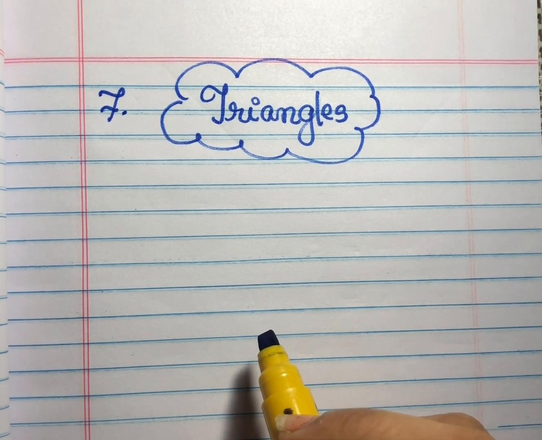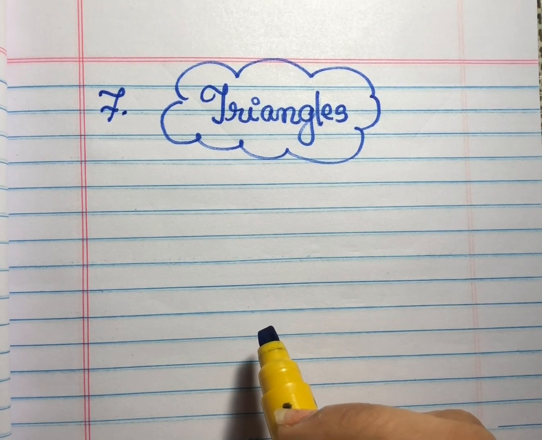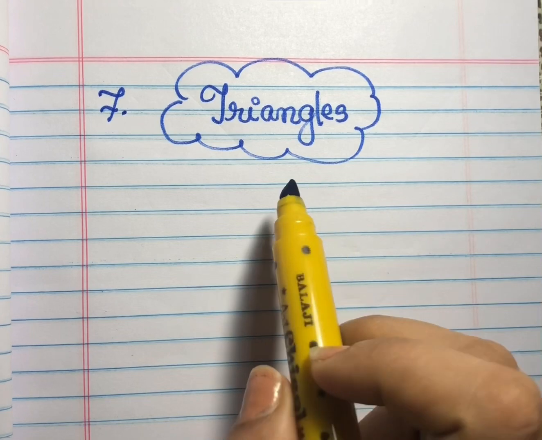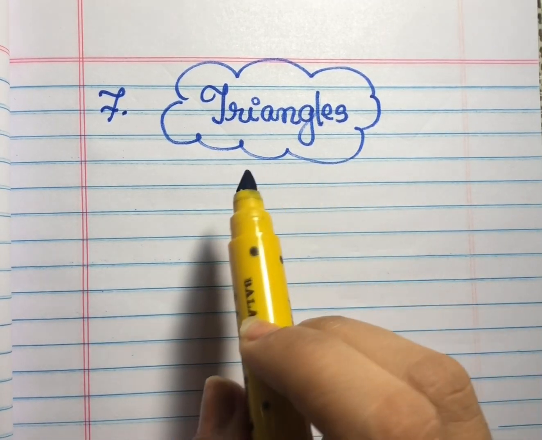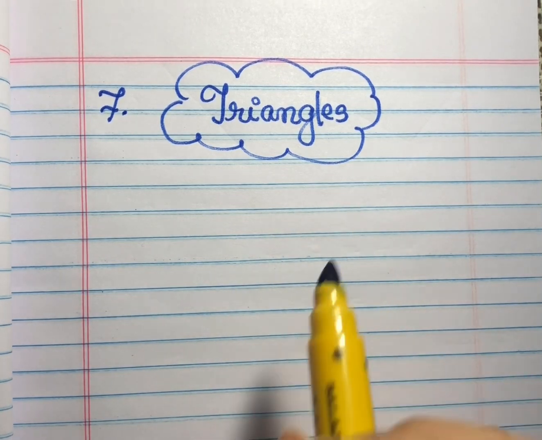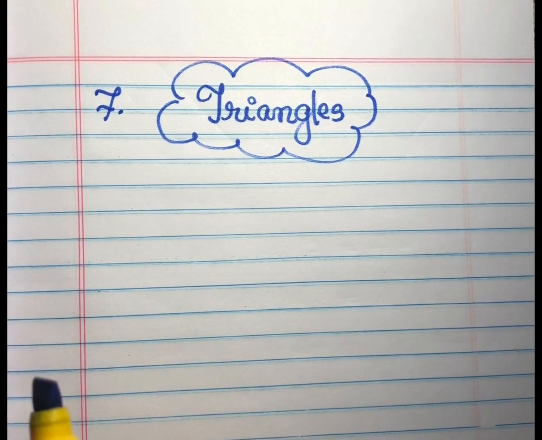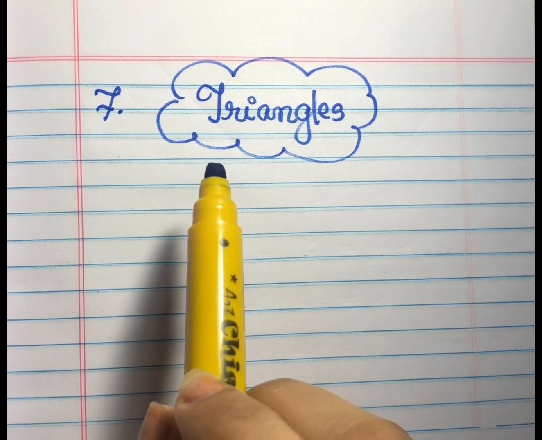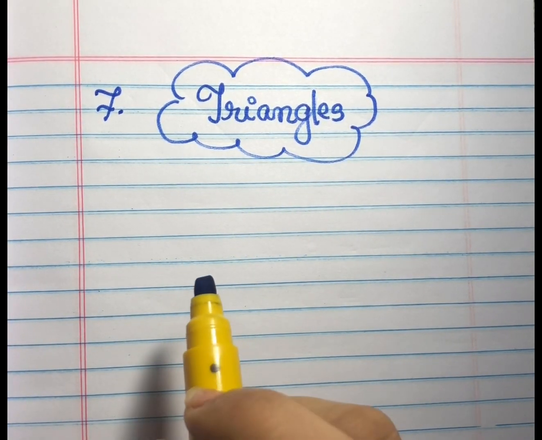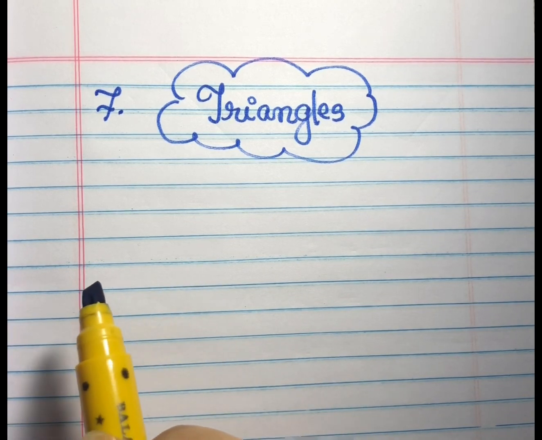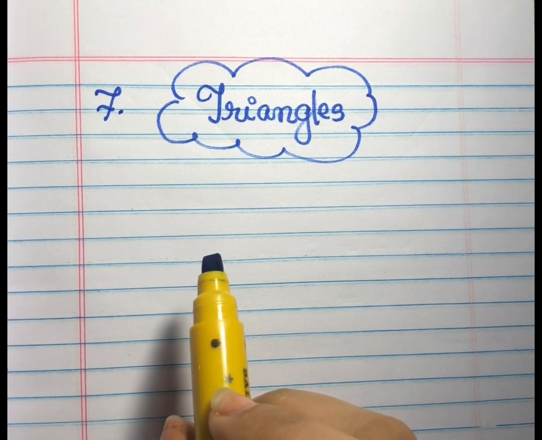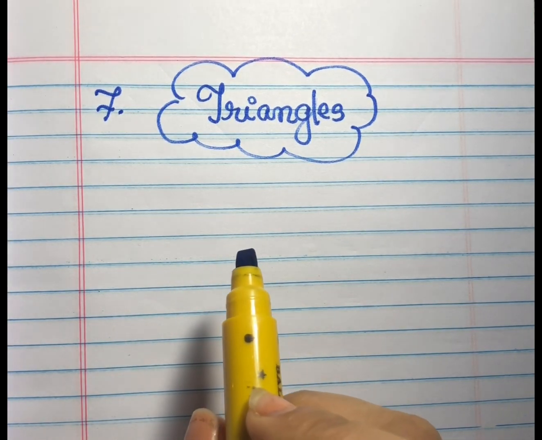So today in this session, I will be starting a new lesson of class 9 maths, that is triangles. Lesson number 7 of your NCERT textbook. In this chapter, we will be discussing everything about the triangles and the properties of triangles. Some of the properties we have studied in the previous chapter, lines and angles. So the rest of the properties we will be studying in this chapter.